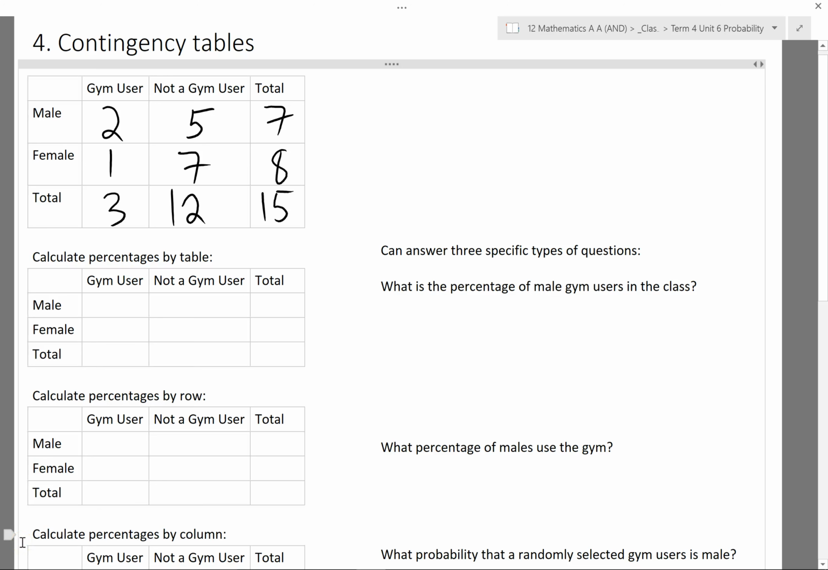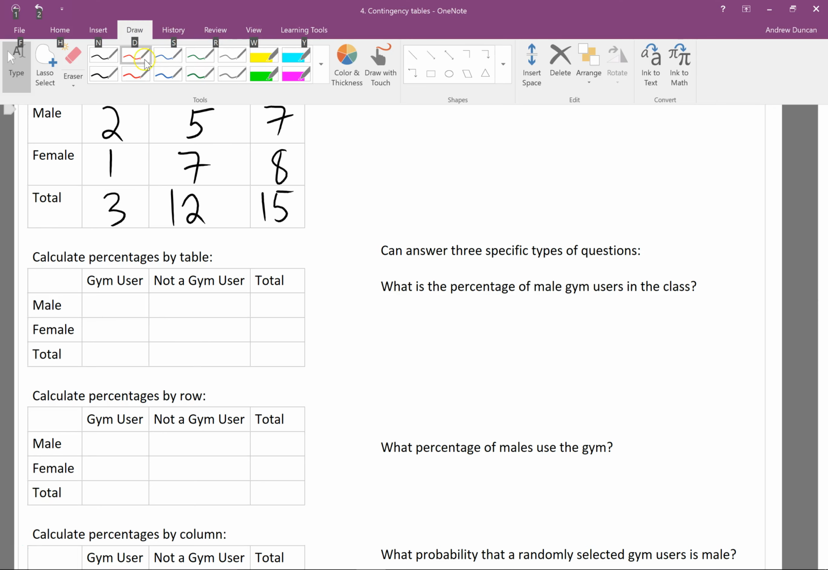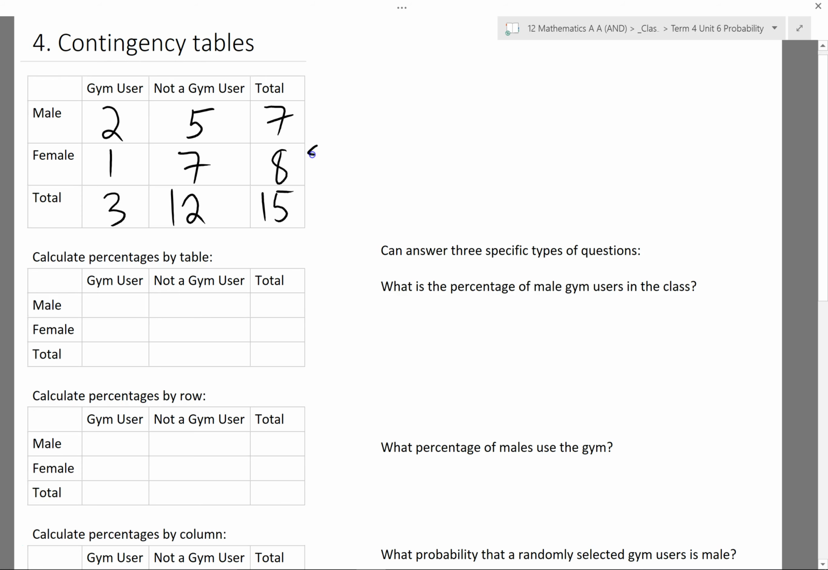Contingency tables are a way of showing the information in a two-way table in a way that may be more useful for the reader to have a look at. So this first table, where we have all the numbers in there, is a one-way table. Correction, a two-way table. This is a two-way table.